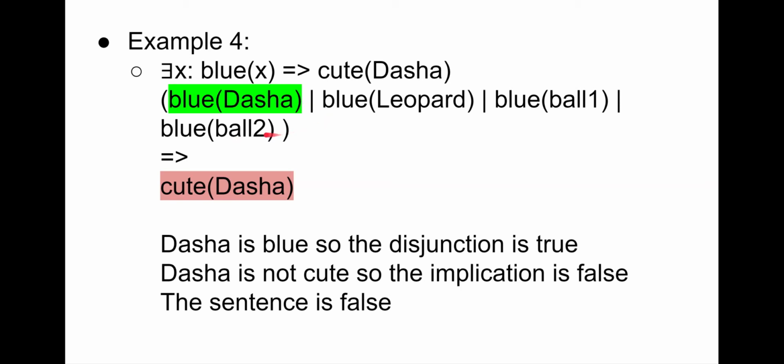Now, we only therefore need one of these to be true, and Dasha is blue. So the left-hand side is true for this implication operator. The right-hand side is false. Dasha ain't cute. And that means that the entire logical sentence is false. So we were saying if there's someone who's blue, then Dasha is cute. That statement is false because someone is blue, but Dasha ain't cute. All right, so the sentence is false.